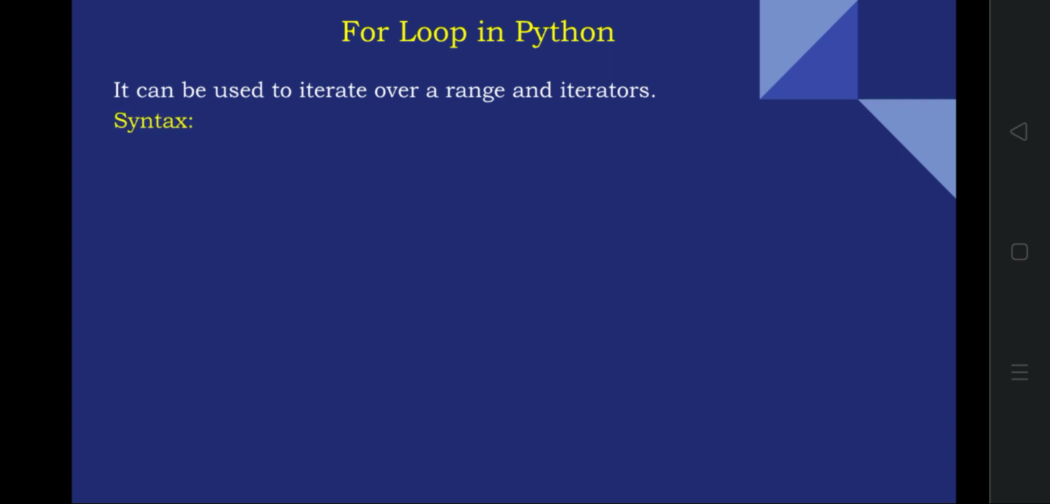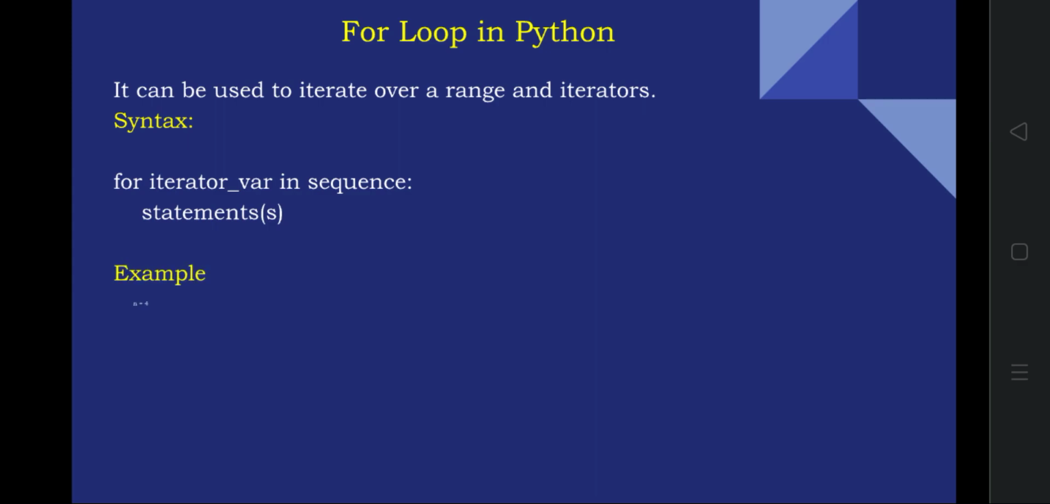Next is the for loop in Python. As in other languages, this for loop helps to repeat some statements a fixed number of times. Here in the case of Python, since we have range and iterators, Python helps to use the for loop over a range and an iterator. Let us see the syntax: for iterated variable in sequence, statements. These statements are a group of statements or a single statement.